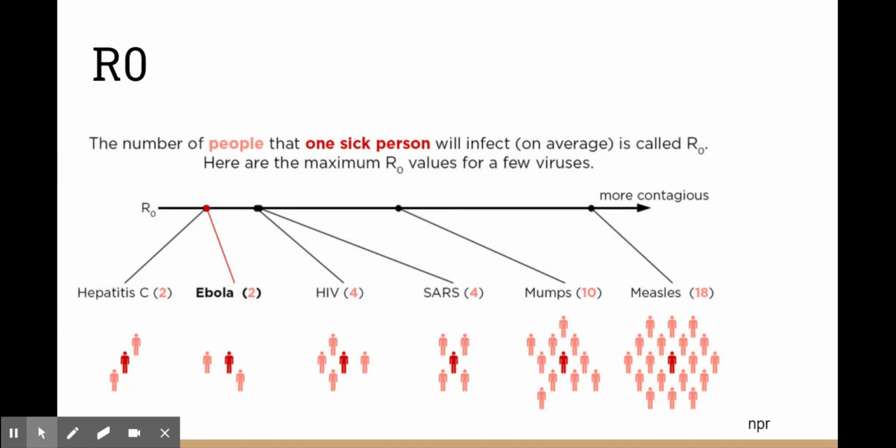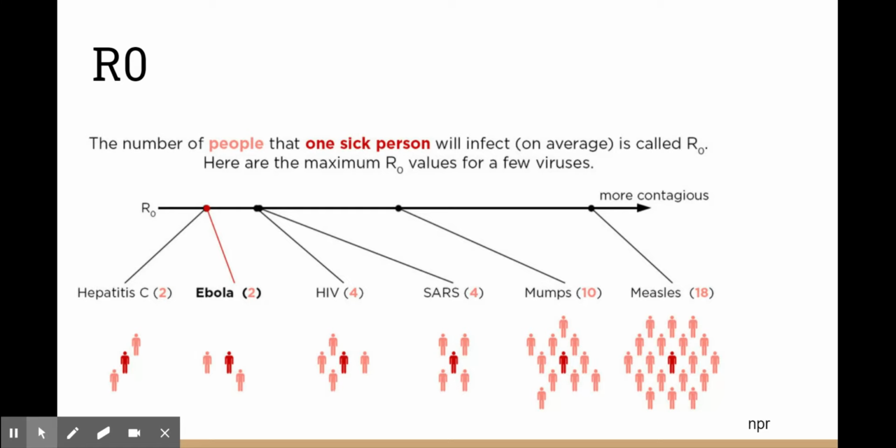We can compare diseases by their R naught. Hepatitis C, Ebola, for example, these have R naughts around 2. HIV, SARS, and you all should know SARS at this point. SARS is another virus in the coronavirus family. We are experiencing COVID-19, which is the 7th known human coronavirus. SARS happened 10 years ago or so, and it had a reproductive number of around 4.